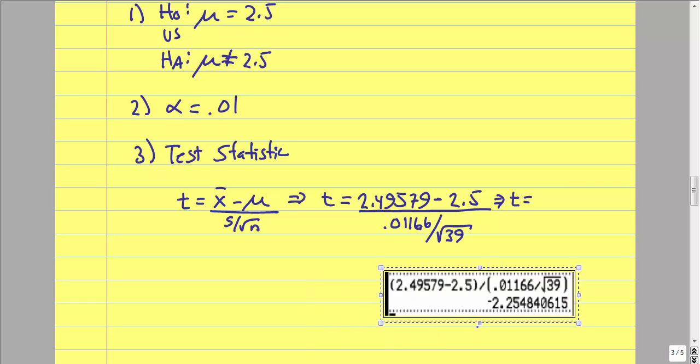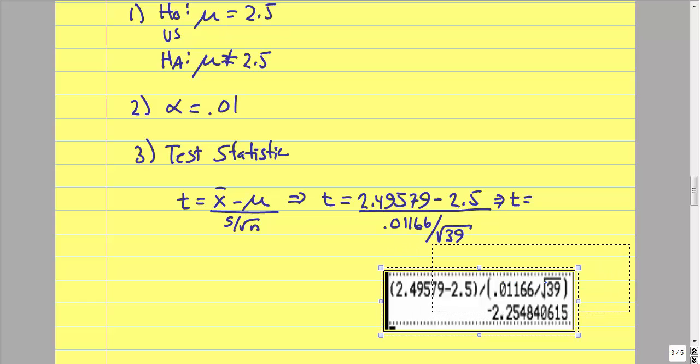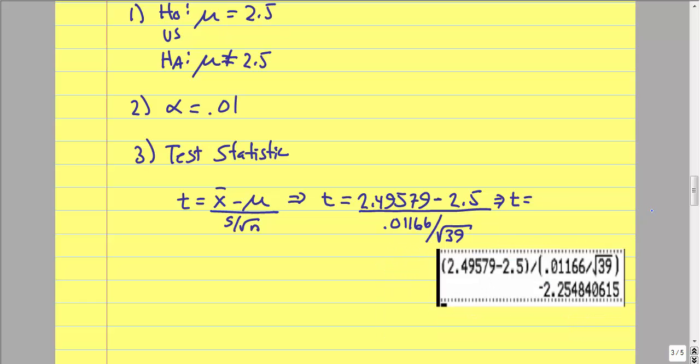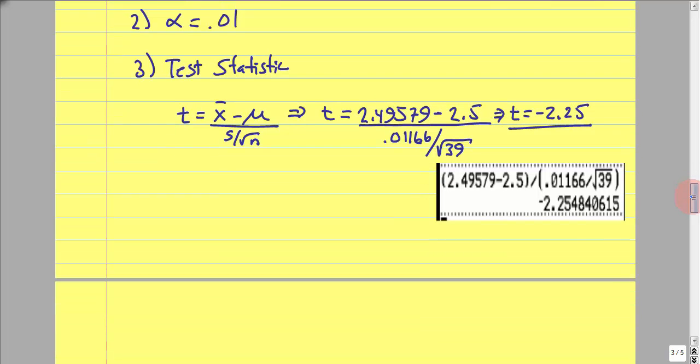And I'll just round it to 2 places, but remember in your MyMathLab you should always double check to see what the rounding instructions are. So this is negative 2.25. That's our test statistic, step 3. Calculate the p-value.